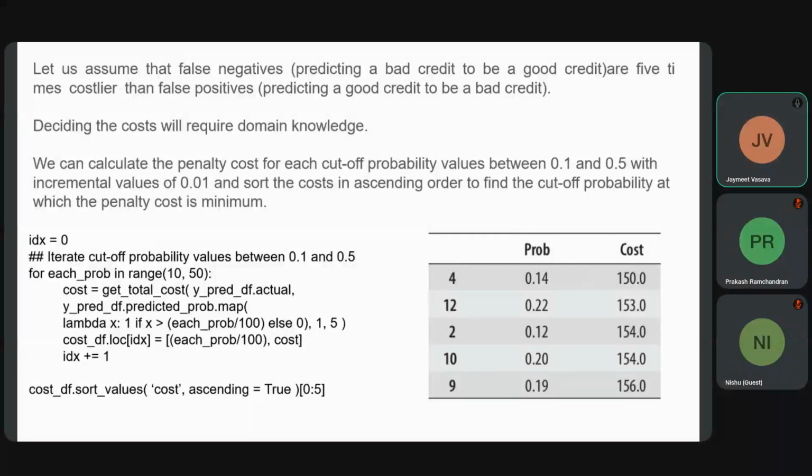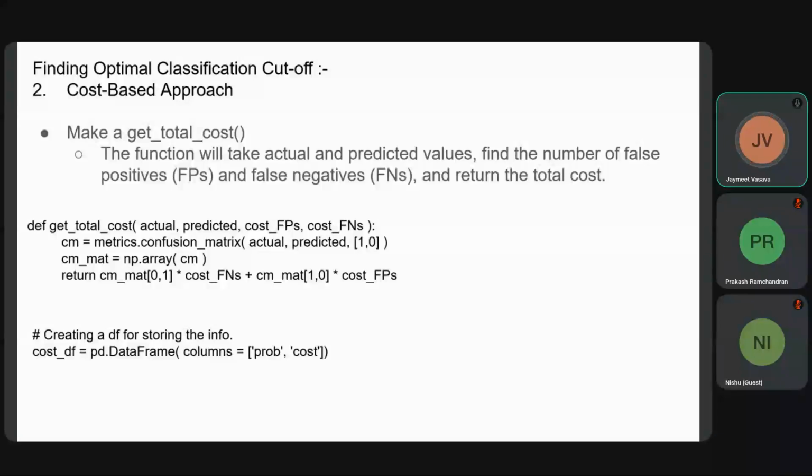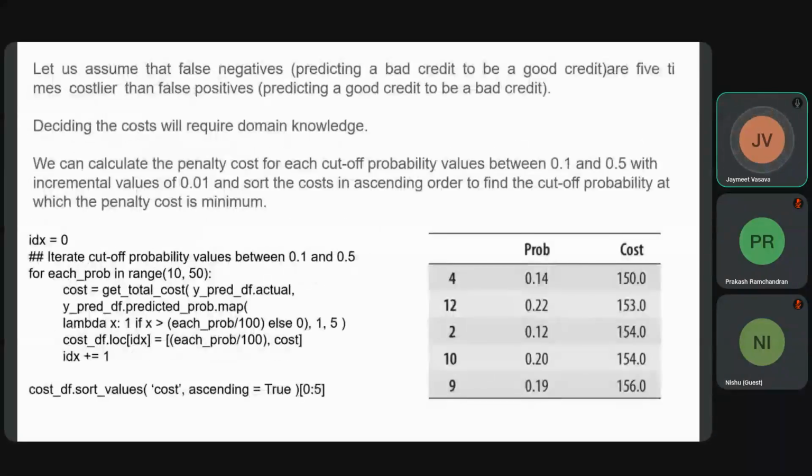So using a for loop where the probability ranges from 0.1 to 0.5, and using the get total cost function that we have created before, passing the values of the predicted values of the data frame and the predicted probabilities, and mapping those probabilities using Python's function.